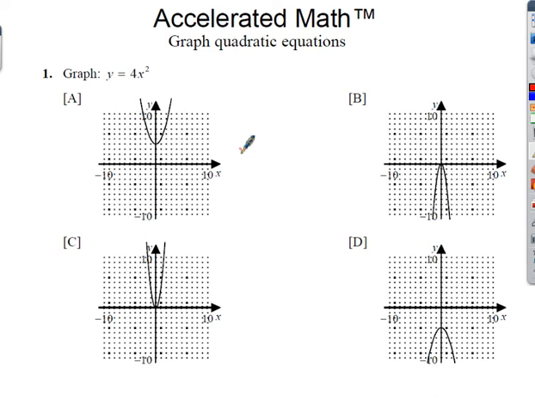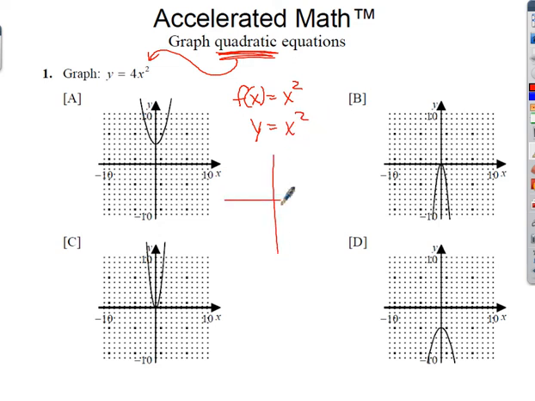Okay, accelerated math, graph quadratic equations. Quadratic basically means it has an x squared term in it. Let's take a look. It's asking us to graph these, and there's a parent function for quadratics, and you might see it listed as f of x equals x squared, or y equals x squared.